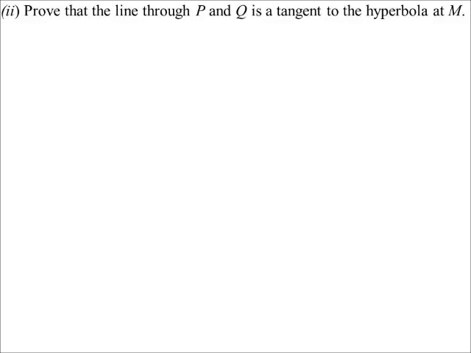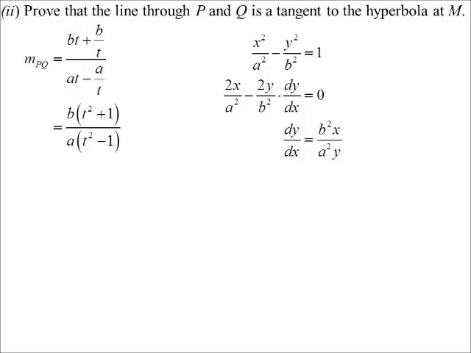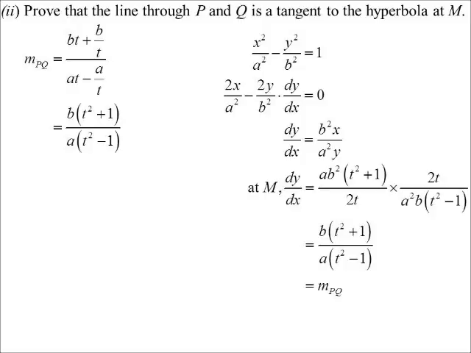Prove the line through P and Q is a tangent to the hyperbola at M. Slope PQ, b times (t squared plus 1) on a times (t squared minus 1). But essentially, yeah, the slopes have got to be the same. So if we find the derivative, I get b squared x on a squared y at M, because we've got the coordinates of M. Oh, here we go. At the point M, the slope is equal to the slope of PQ. Does that prove it is the line PQ though? Might be parallel, mightn't it? Yeah. Okay, so all I've done at this stage is I've shown that PQ is parallel to the tangent.